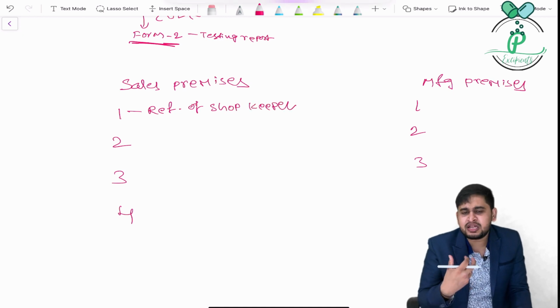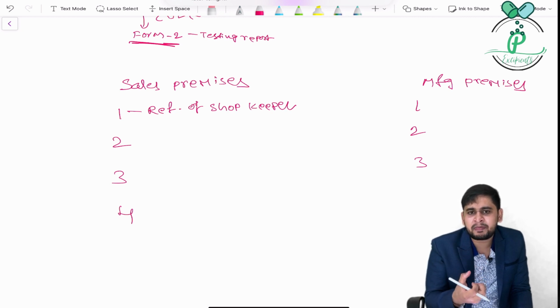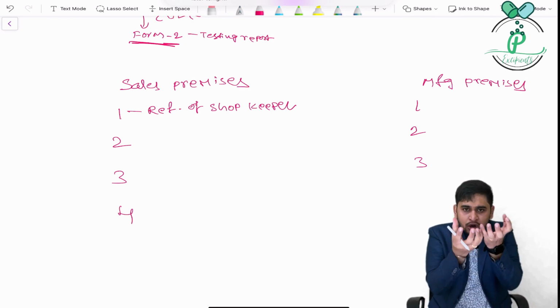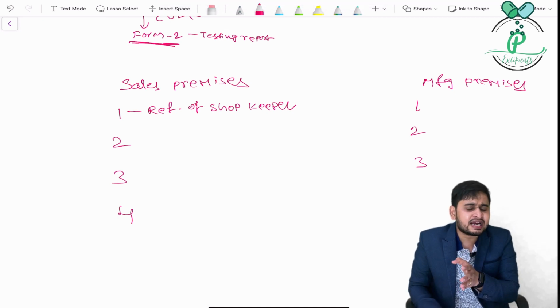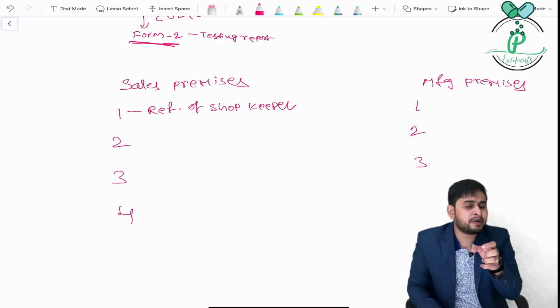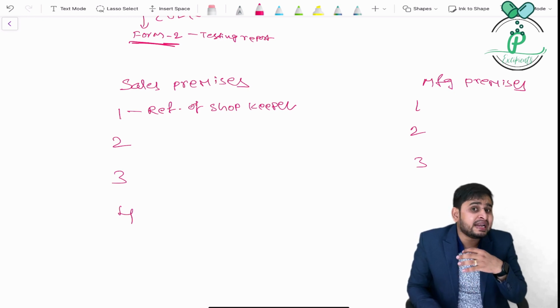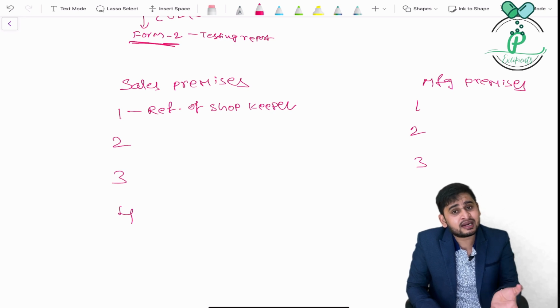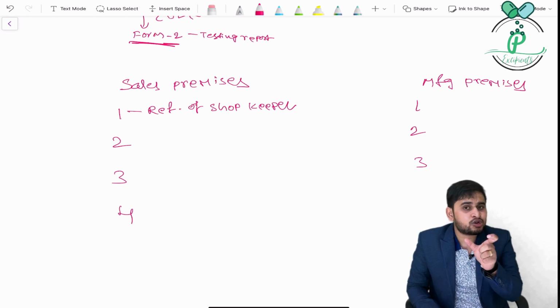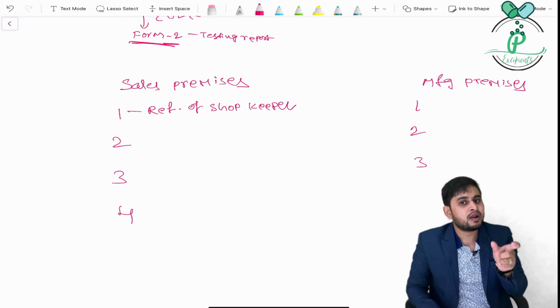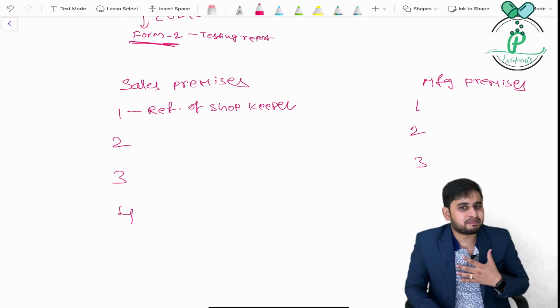Why is the reference sample given to the concerned shopkeeper from whom the drug samples are drawn? Because there should not be any conflict in future. If the reference sample is not given, the concerned shopkeeper may say in future that this sample was not collected from my premises.